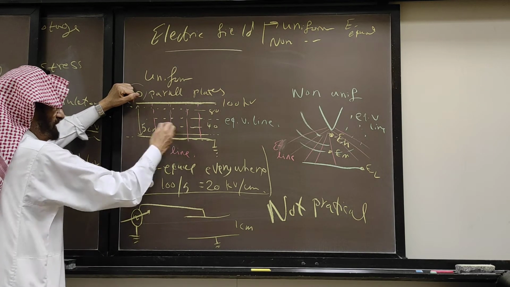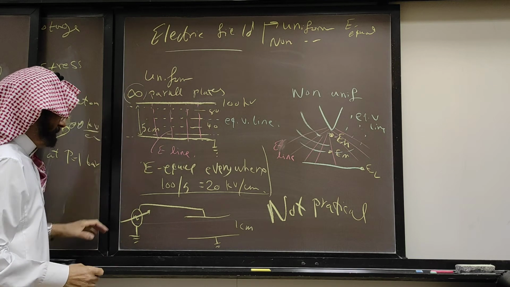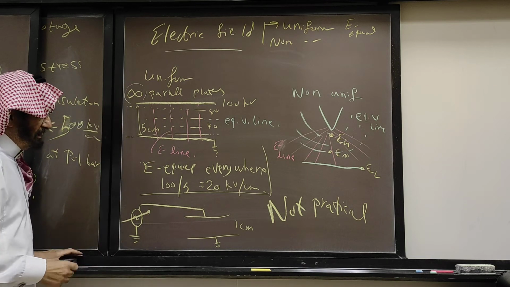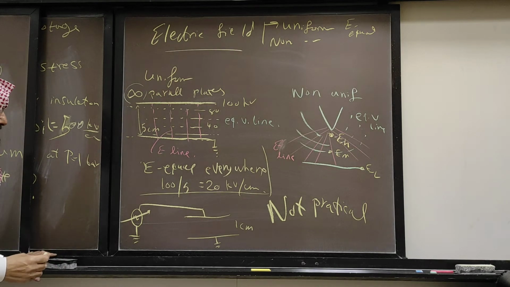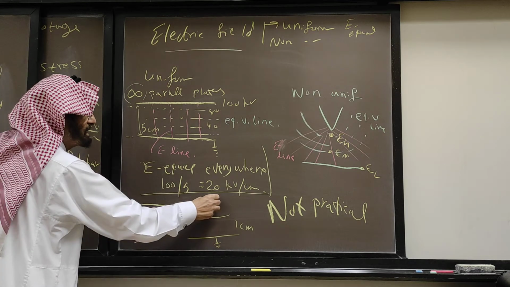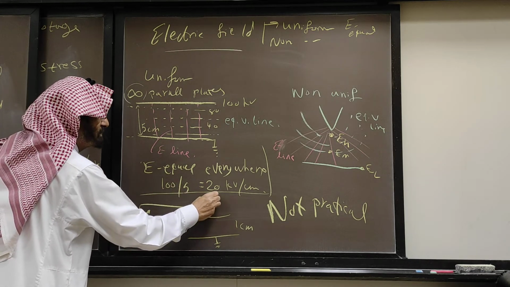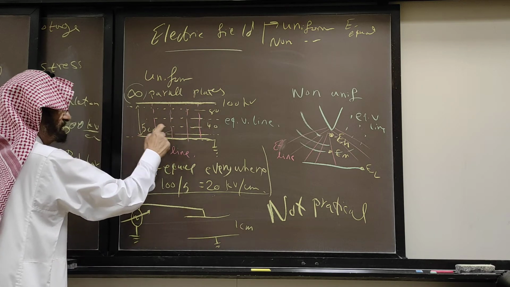If the electric field lines become parallel, we call it uniform field. So what is the electric field here? It is 100 over 5, so 20 kilovolts per centimeter. It will be 20 here, 20 here, 20 here, at any place.